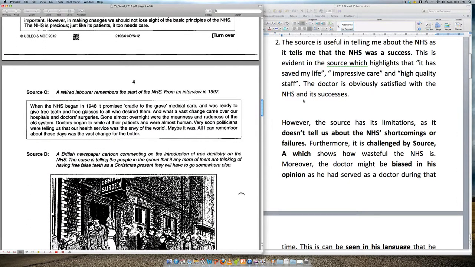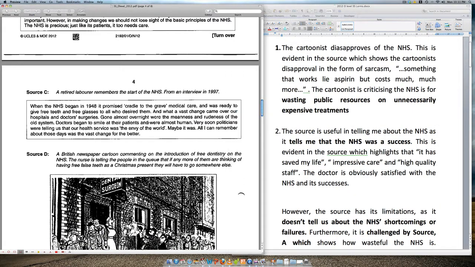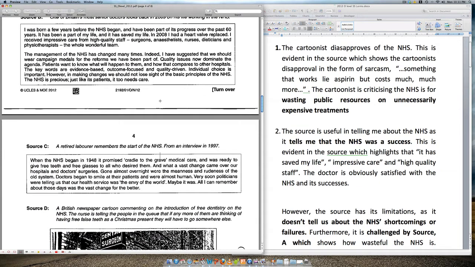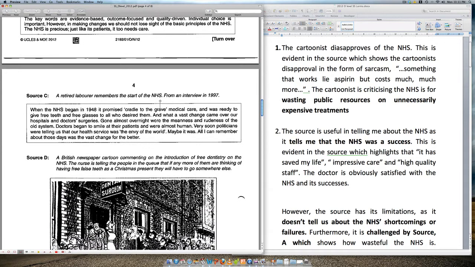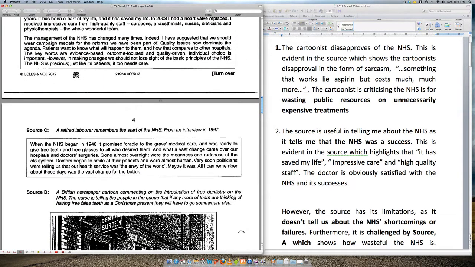And if you want to talk about how the source was a success, and you cross-refer to the labourer, for example, it is not considered a valid comparison because of the year. 1997 and 2009 are very, very far apart. Okay, so we cannot cross-reference to sources which are too far apart in their years.